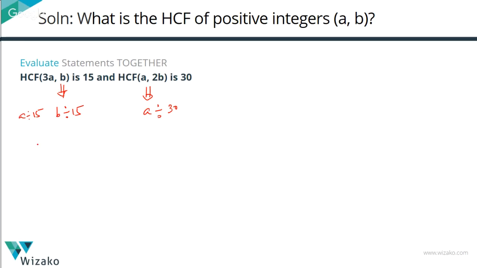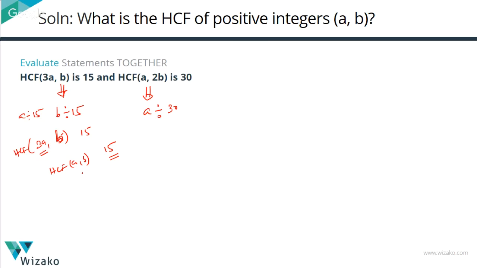If 3A comma B, knowing very well that A is divisible by 15, has a HCF of only 15, 3 times A and B have a HCF of 15. We know very well from statement 2 that A is divisible by 30, which means it's divisible by 15. And from statement 1, we know that B is divisible by 15. If 3 times A and B has a HCF of 15, the HCF of A comma B cannot be anything more than 15. It has to be 15. Because A is divisible by 15, B is divisible by 15. 15 is definitely going to be a factor of these two numbers.